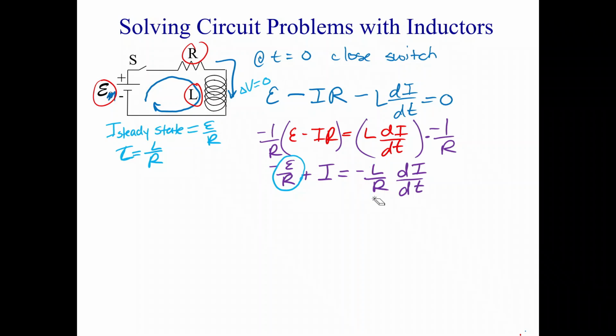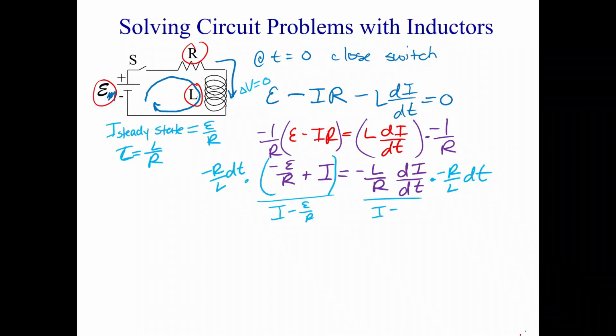So we don't actually need that right now. But what I'm going to do is treat this term right here as its own whole thing. And I'm going to get everything that is related to I over on one side, everything that's not related to I on the other side. So I'm going to multiply both sides by the negative R over L times dt. And then I'm going to divide the whole thing by I minus E over R. I'm just going to flip the order of that. Not super intuitive on how you do that, but it's the necessary steps to go about.